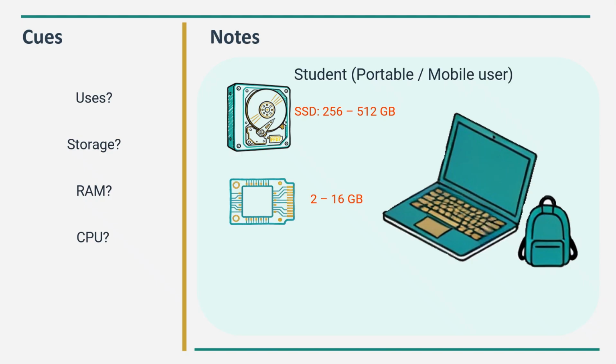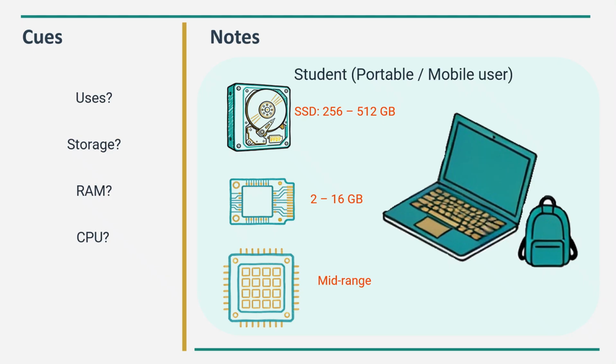For the RAM, between 8 to 16 GB so they can multitask without freezing. And the CPU, a mid-range processor which is strong enough for multiple tabs, office, and school apps to run all at once.